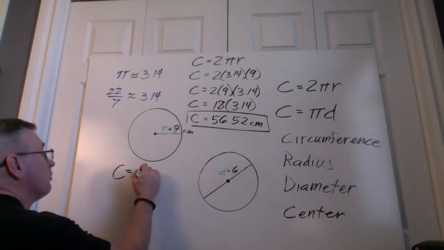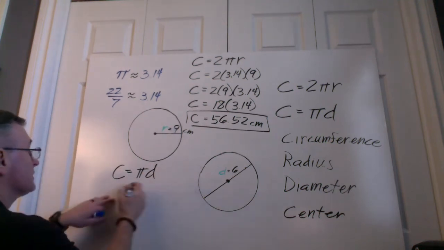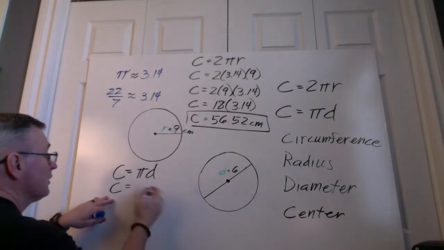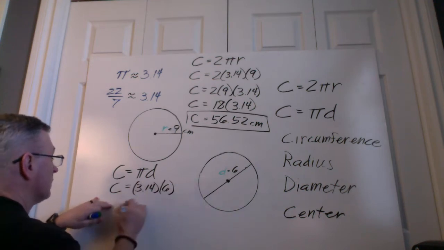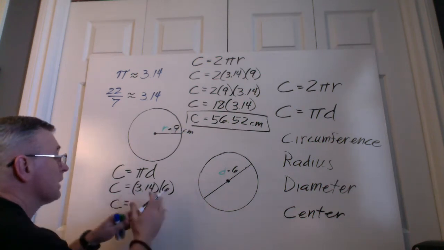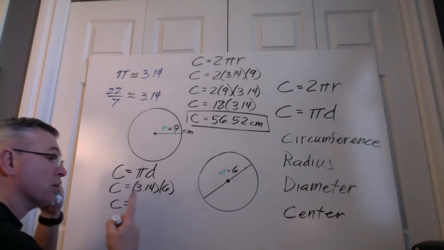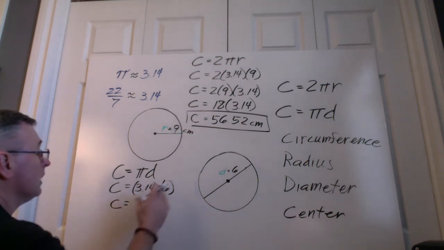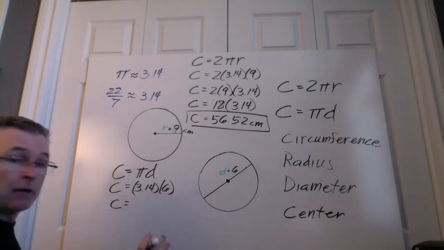So here's what happens with this formula. C equals pi times d, and I'm going to substitute into this formula what I know, 3.14, and then my diameter is 6. Okay. Now I don't have to move anything around. There's only 2 numbers, and I want those 2 numbers to be 1 number. So I'm done simplifying, or I need to simplify. So let's look at it before we calculate it.